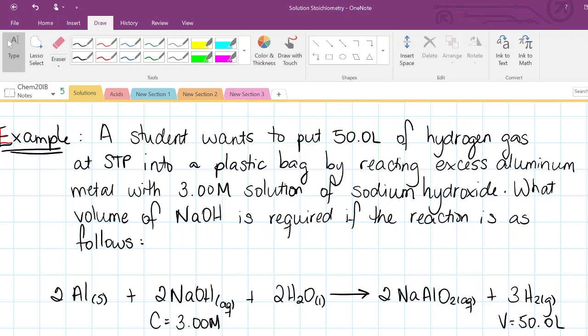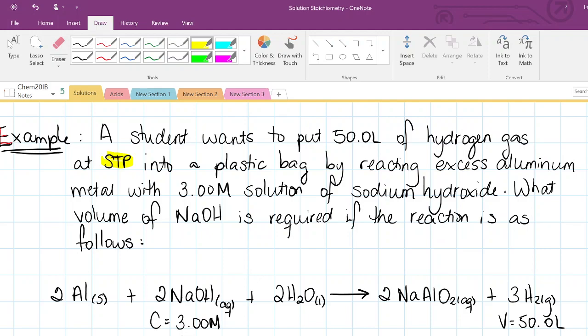gas at STP. Now, right away, this should be sending some alarm bells about gases, because the gas unit was the only time I saw STP. So they're telling me they want to put 50 liters of hydrogen gas into a plastic bag with excess aluminum metal, with a solution of sodium hydroxide that has a concentration of 3.00 moles per liter.